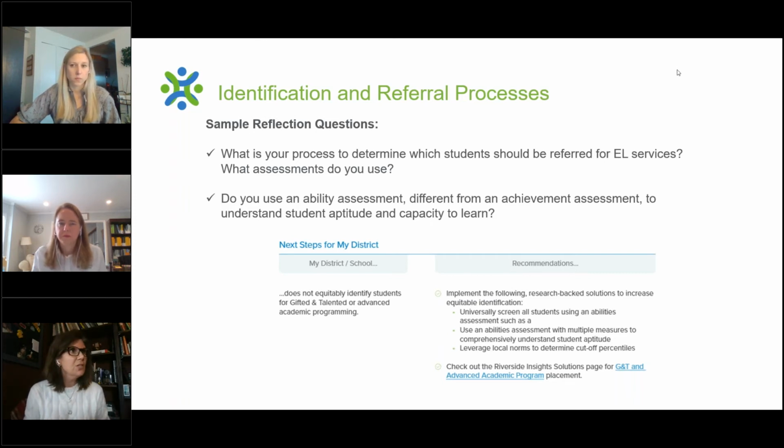So it's really important to take a look at: do we have the proper tests to serve the students that we're working with? And does the test that I'm using allow for local norming so that we can more purposefully address the needs in our school?